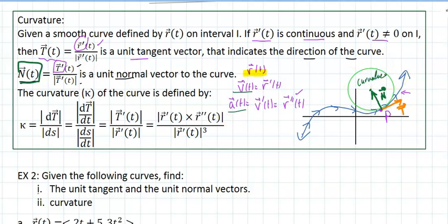If this is the curvature, that circle, if that's this curvature at that one point, then that's how the tangent and the normal will point. They're perpendicular to each other.